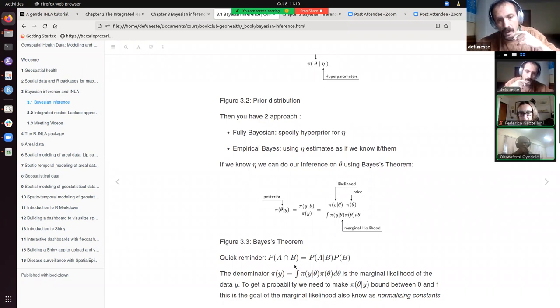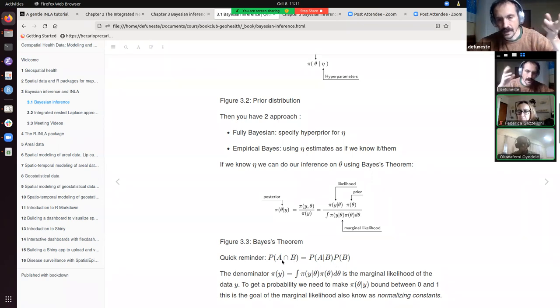A quick reminder of the probability. This is the posterior, this is what we want to know. Usually you can write it as the probability of the data given the parameters, divided by the probability of the data. You can transform that with this equation. This is basic probability.